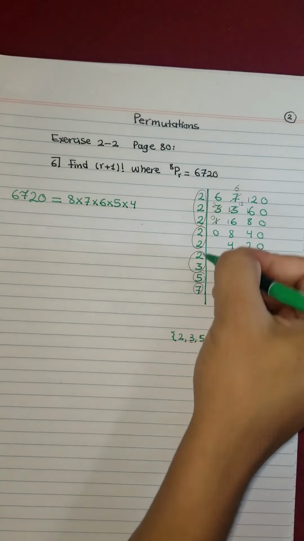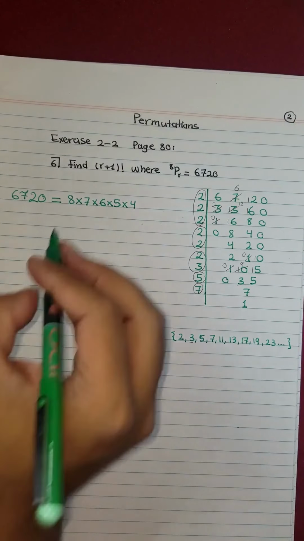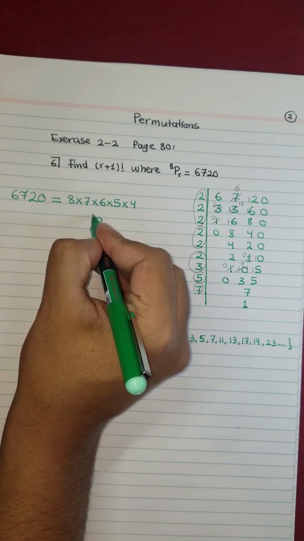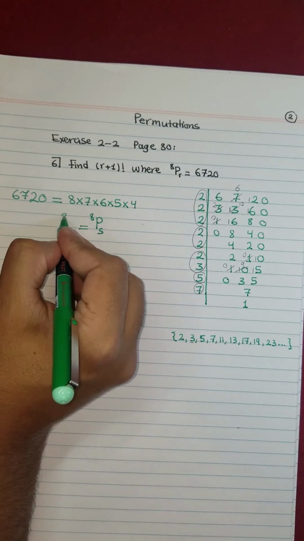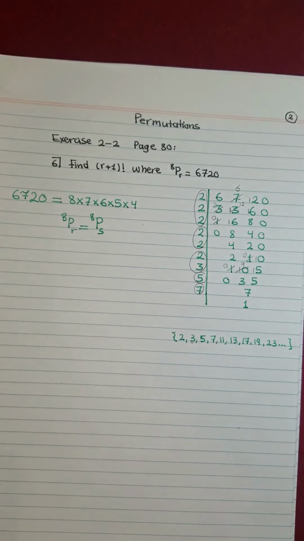And that's it. We're done with all the prime factors. So 6,720 is actually 8 times 7 times 6 times 5 times 4. Multiply these numbers, you'll get 6,720, and they are in a sequence. So how many are they? They are 5 factors that start with 8. And this is going to be equal to 8 permutation R. So by comparing these two, we will find out that R is equal to 5. Good. So we found the value of R right here.